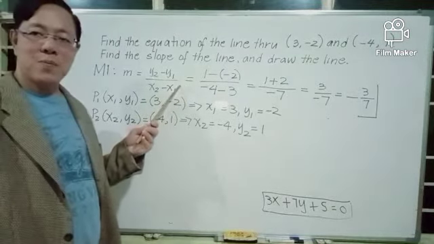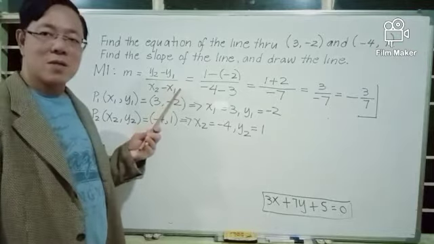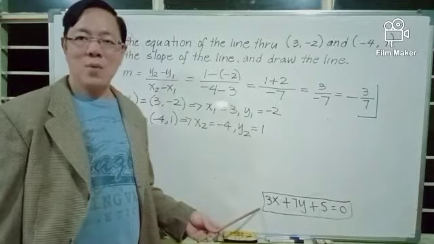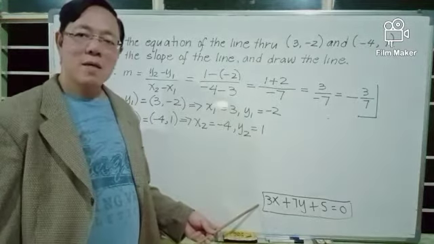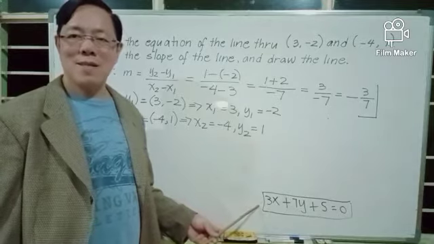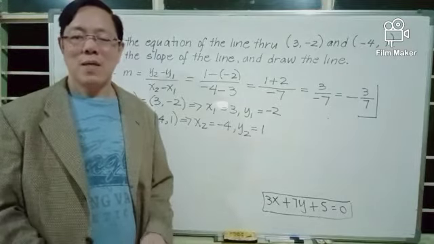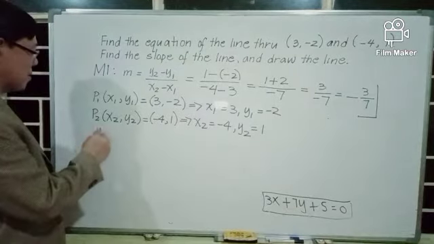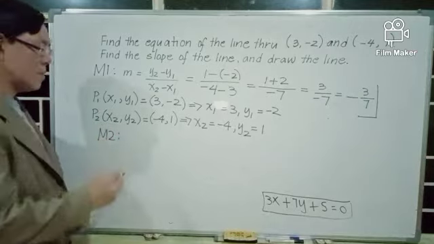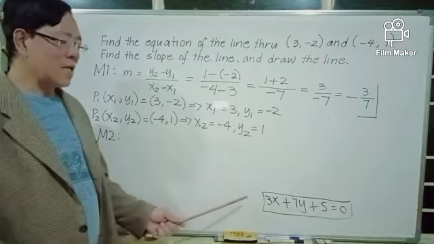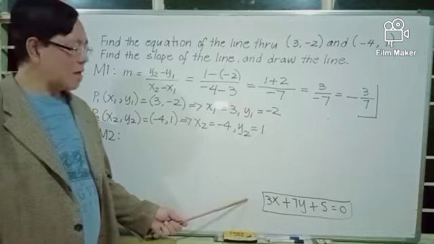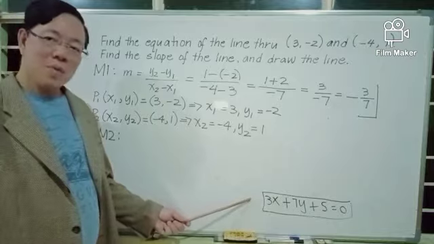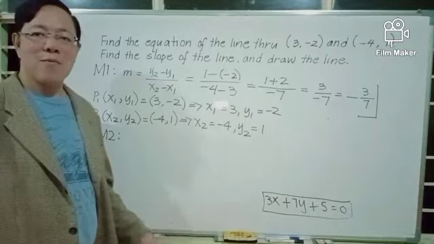Now, if you know the equation of the line, you do not have to calculate the slope of the line using this method. You can get the slope of the line from its equation by writing the equation of the line in a slope-intercept form. And we will take that as method 2. For method 2, if the equation of the line is given, we get the slope of the line from the equation of the line by writing the equation of the line in slope-intercept form.